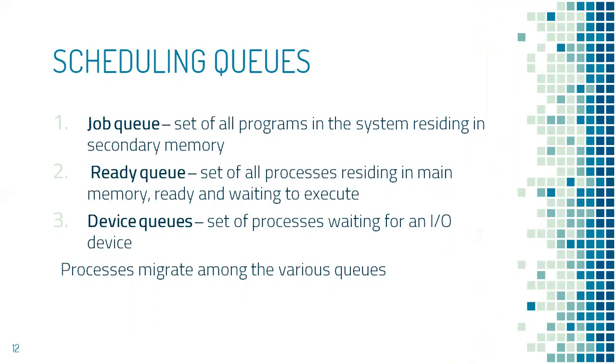On a computer which is multi-programmed, we maintain 3 different queues: job queue, ready queue, and device queue. So when there are only one set of hardware and many processes waiting to make use of the hardware, naturally a queue has to be maintained for each and every device.